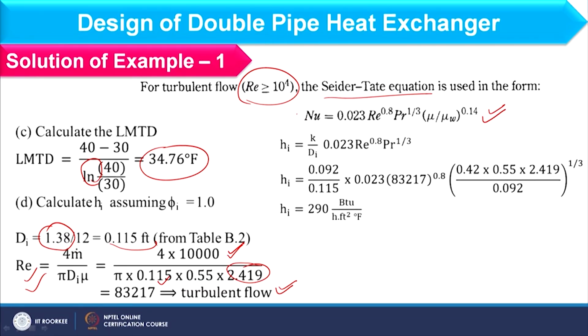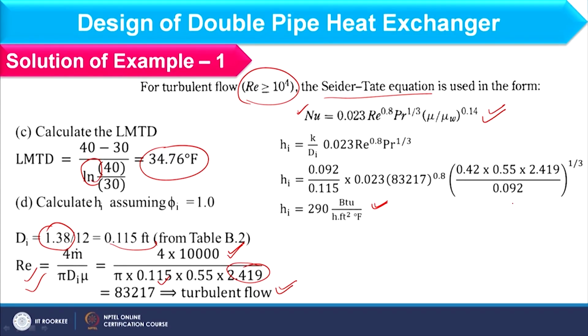And if I elaborate Nusselt's number, that would be hi di by k. So, simply you can calculate, considering this equation, the heat transfer coefficient value, and that comes as 290 BTU per hour feet square degree Fahrenheit. Okay. Prandtl number you can calculate because you already know the properties.